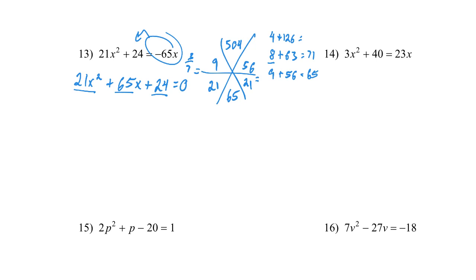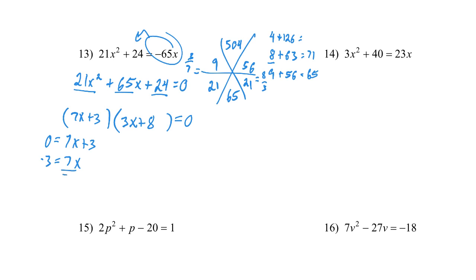56 and 21 can both be divided by 7. I get 8 and 3. So there's my fractions, which give me my factors. So this 3 over 7 gives me 7x plus 3, and 8 over 3 is 3x plus 8. And then I set them both equal to 0 and solve. So I subtract the 3, get negative 3 equals 7x, divide by 7, and there's my answer, negative 3 over 7. Okay.